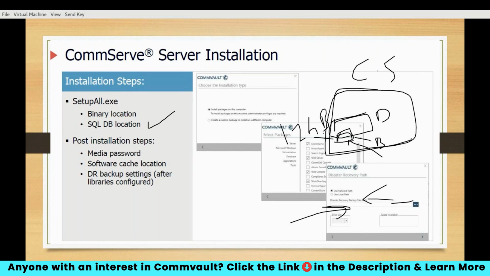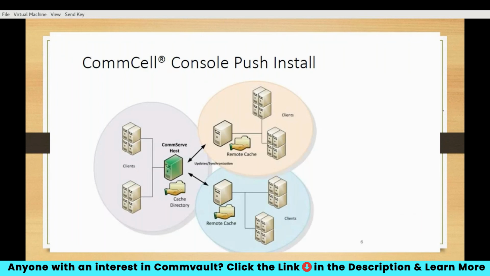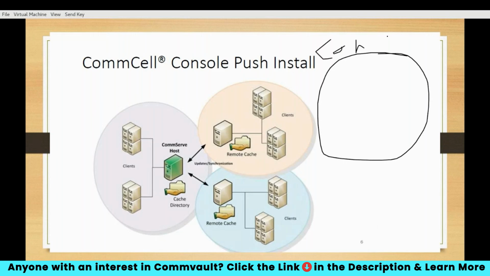So you can mention one item as one folder for software cache. What it means by the software cache is, you can do a push installation from the CommCell console. For example, this is your Commvault console where you monitor the jobs, right?